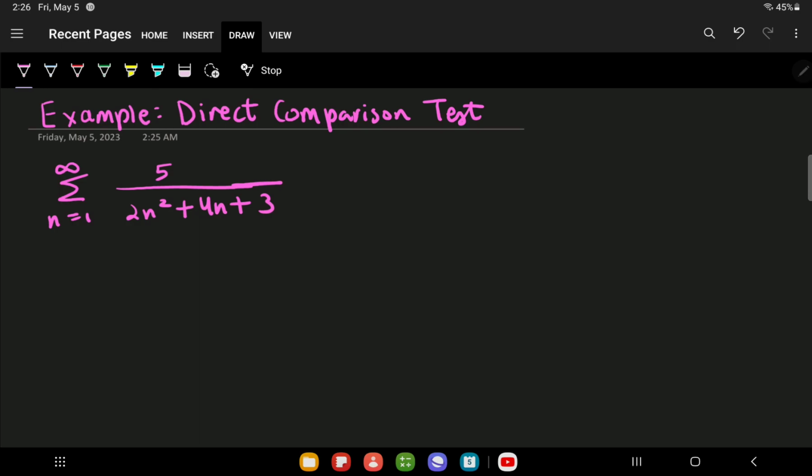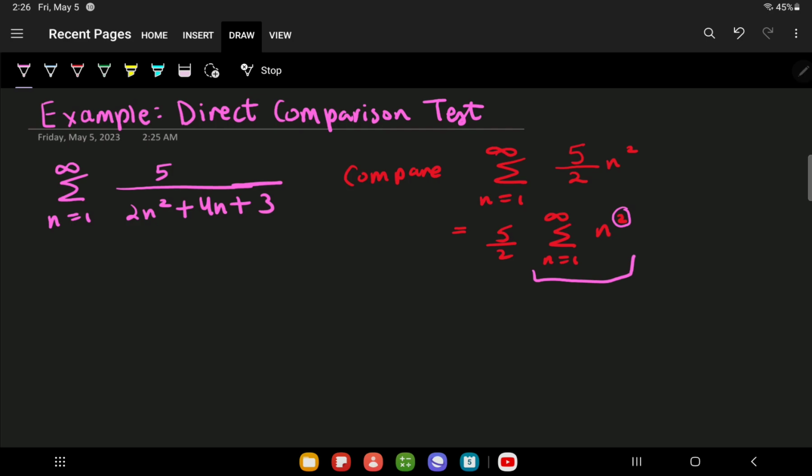Now, we cannot directly solve this problem, but we know that this is similar, so we can compare it with something. If we just ignore the lower terms, this is about the same as 5 halves n squared. Well, you can pull out a 5 halves outside, and this is a special series. Would you agree? This is just a p-series test.